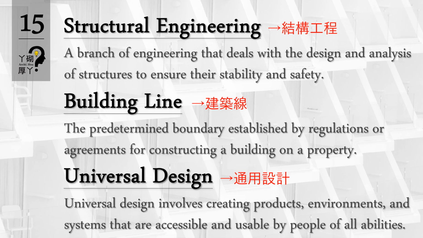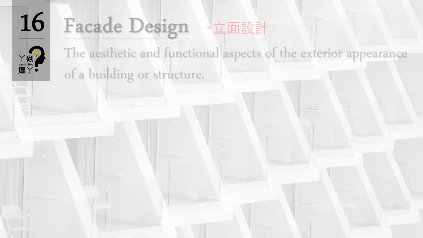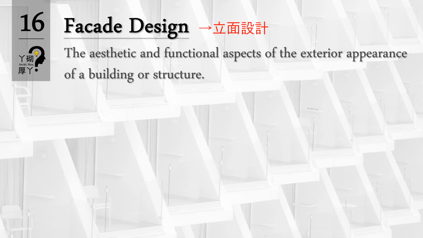Universal design. Universal design involves creating products, environments, and systems that are accessible and usable by people of all abilities. Facade design. The aesthetic and functional aspects of the exterior appearance of a building or structure.